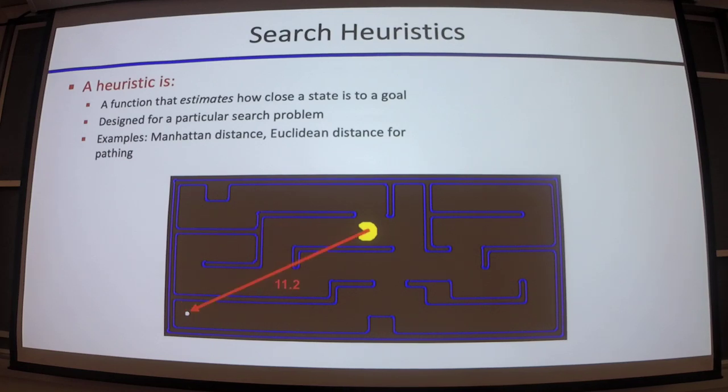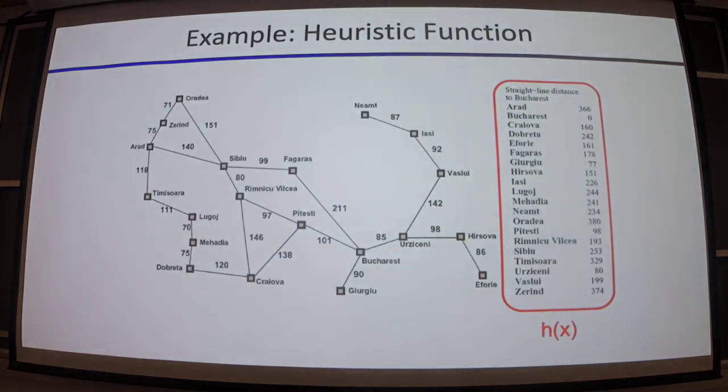Here's the Euclidean distance ignoring the walls. Both of these, I think, would work pretty well. Maybe the Manhattan distance intuitively might work a little better because it's more closely aligned with how Pac-Man moves, but I'm not sure. Okay, so let's talk about heuristics for different kinds of problems.